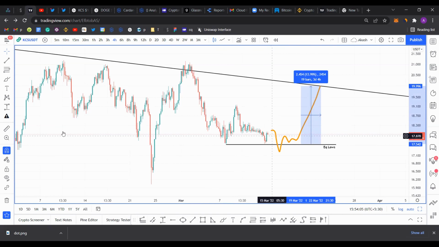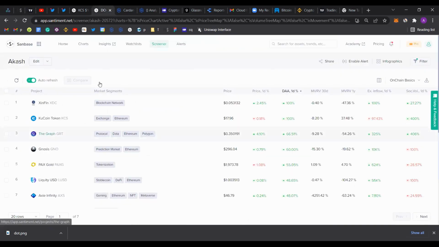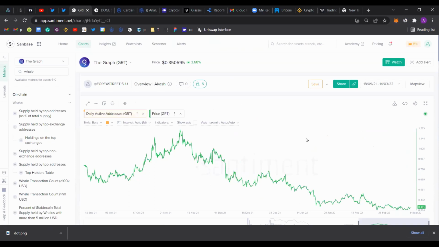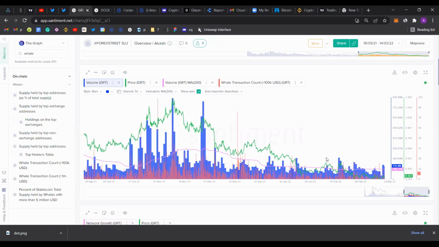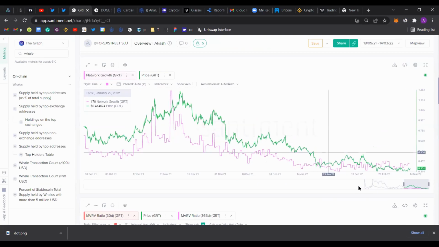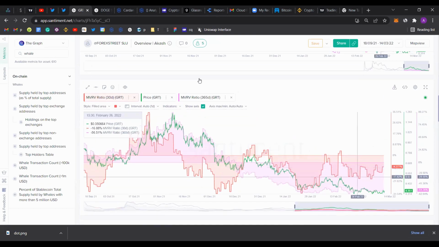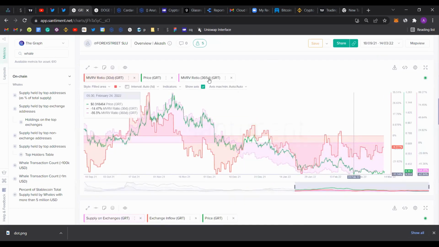So the next coin is GRT. There's not a lot of spike in terms of volume over transactions. The network growth isn't great as well. Right, but if you look at the MVRV, MVRV is recovering from minus 9.8% to minus 17%. And the 365 MVRV has been negative, or completely oversold, since 16th December.